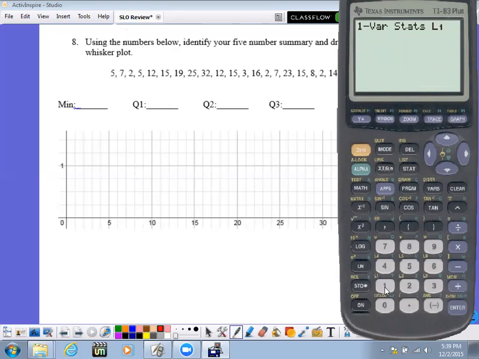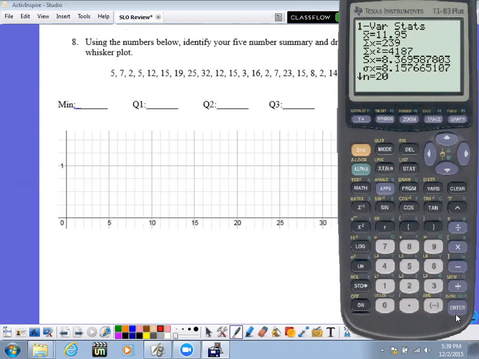Remember, whenever we did this for a frequency table, we had to use a comma. The comma button was right there, and we told it where our data was first, and then our frequencies came second, whether it was in list 1, 2, 3, 4, 5, or 6. After I have this, since I only have one list, I press enter.